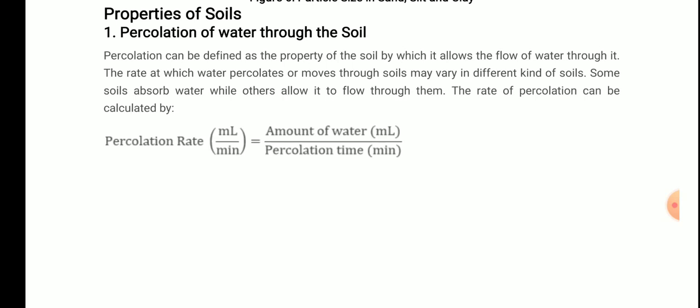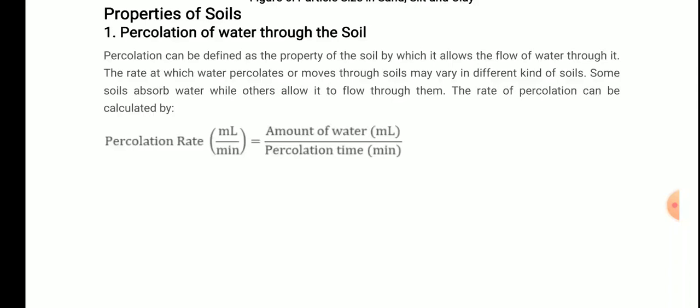What is percolation? Percolation can be defined as the property of the soil by which it allows the flow of water through it. The rate at which water percolates or moves through soil may vary in different kinds of soils. Some soils absorb water while others allow it to flow through them. The rate of percolation can be calculated by a formula. You can see the percolation rate in milliliter per minute. It is given by amount of water divided by percolation time.